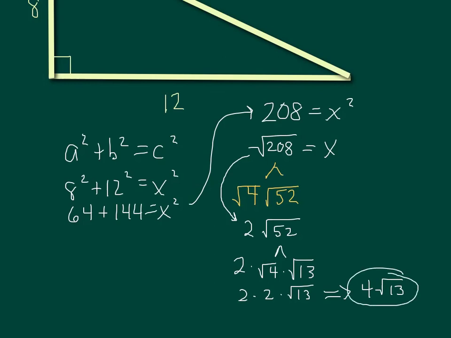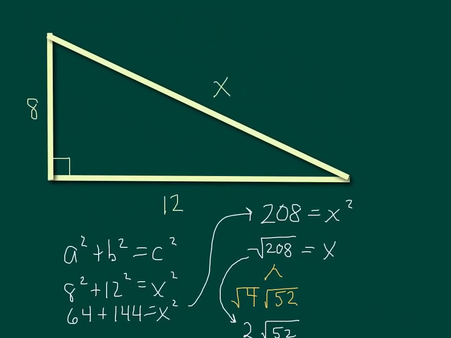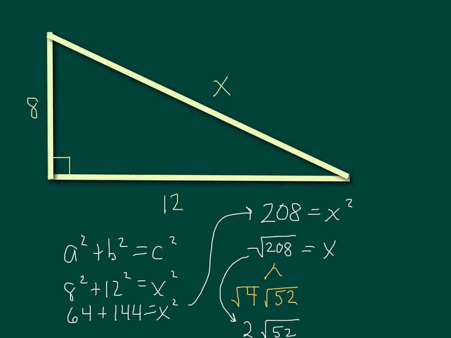Now, I didn't check the 13 because I know 13 is a prime number and nothing's going to go into 13. So in other words, if we go up and put this in the problem, then this triangle would have legs of 8 and 12, and its hypotenuse would have a length of 4 radical 13 in simplest radical form. So you're going to have some problems with the Pythagorean theorem where I don't want a decimal answer, but I want you to leave it in radical form.